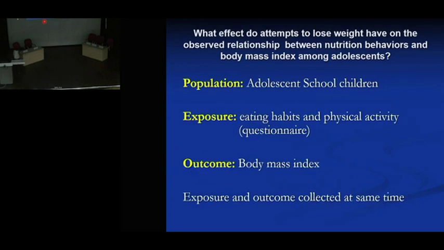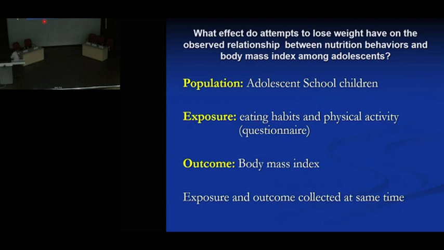So here is a question, from some paper: what effects do attempts to lose weight have on the observed relationship between nutritional behaviors and body mass index among adolescents? Going back to our PICO, the P is adolescent school children, so you define who your adolescent school children are. The exposure, as you saw from the title, is that you ask some questions about eating habits and physical activity. The outcome is BMI.